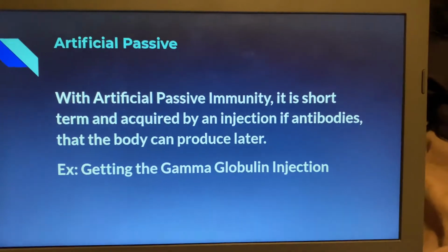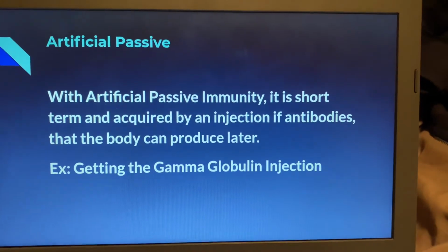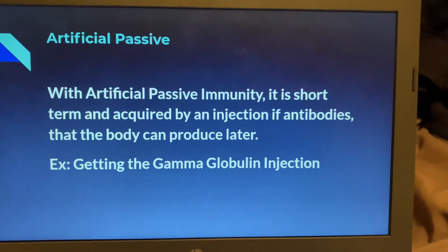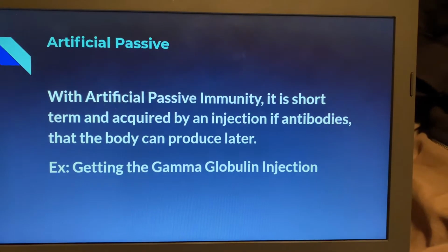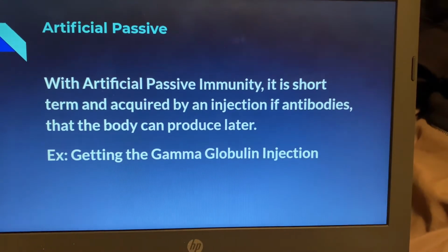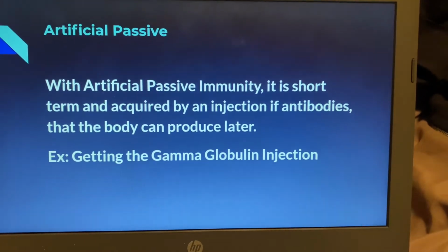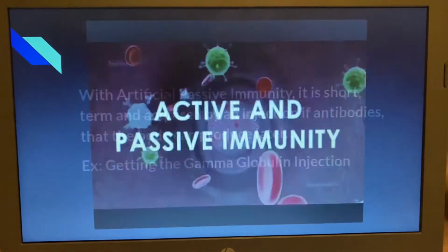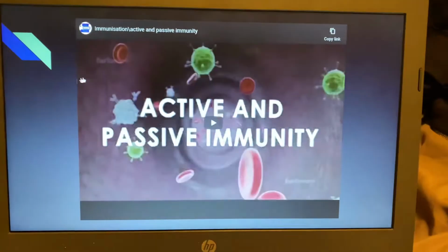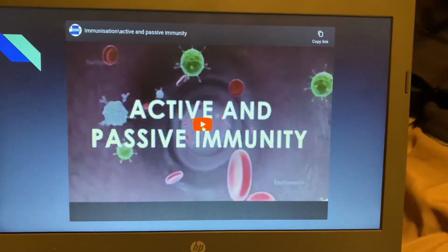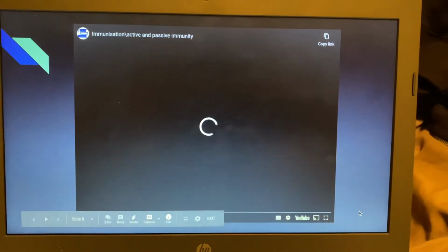With artificial passive immunity, it is short-term and acquired by an injection of antibodies that can be produced later. Now, an example of this would be getting the gamma globulin injection. Now I have a video for you guys to watch and hopefully enjoy.